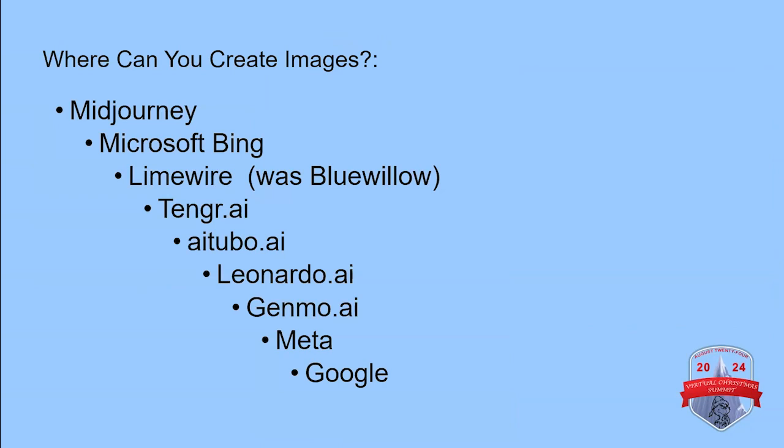Now, where can you create images? Everybody talks about Midjourney. You can do that, of course. It's not a free service. I think it's $10 a month. Microsoft Bing is free. LimeWire, remember LimeWire used to be a peer-to-peer music swapping service. LimeWire was Blue Willow. There's Tensor.ai, Atubo.ai, Leonardo.ai, Genmo, Meta, Google. We'll have some fun with Meta in a minute. Meta's one is really pretty fun to play with, just to give you an idea of how you can mess with things and change images.